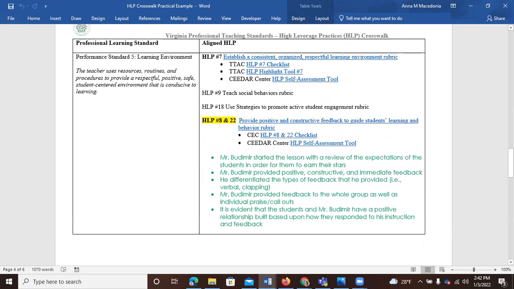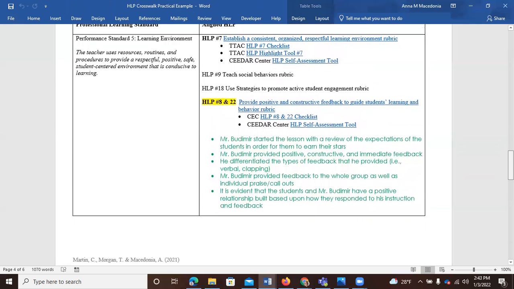And lastly, for standard 5, learning environment, I noted similar observations to the other 2 standards, including reinforcement of positive behavior supports, feedback, as well as really the positive interactions between Mr. Budimir and the students that made it a positive learning environment. For this standard, I'll show you another rubric that I would use for a post-observation conference, or even just the write-up in and of itself. I'm going to show you HLP number 8 and 22.